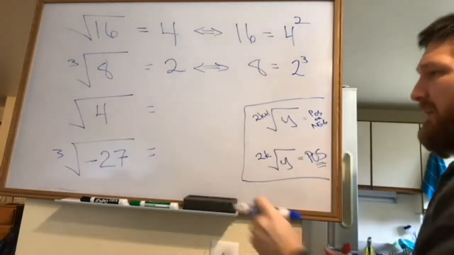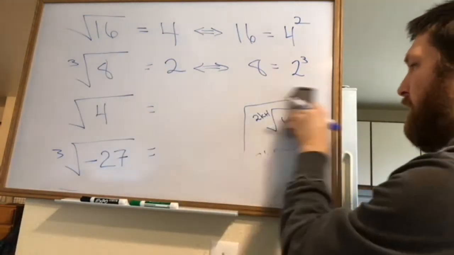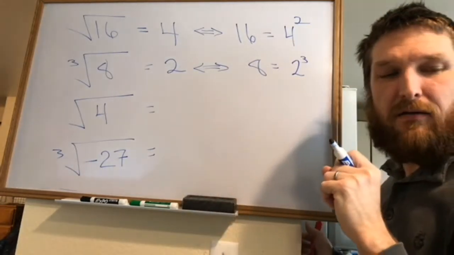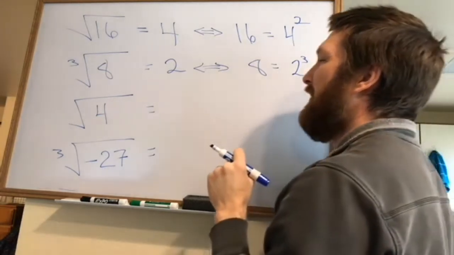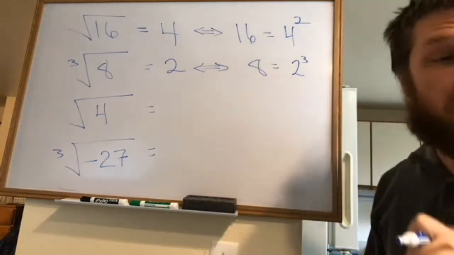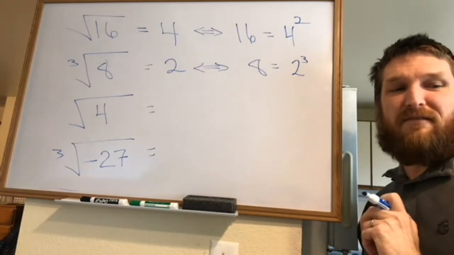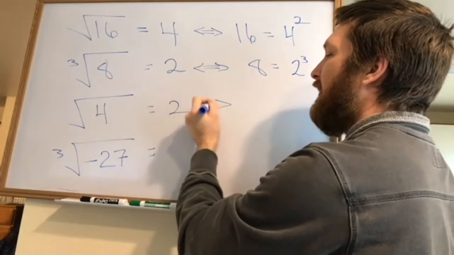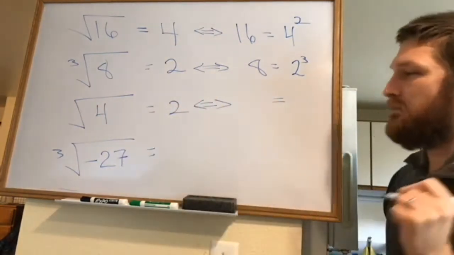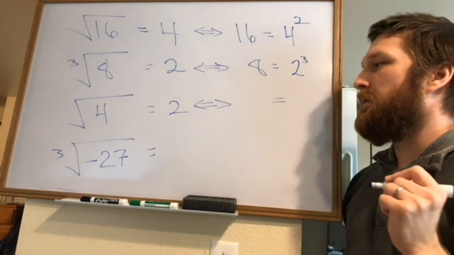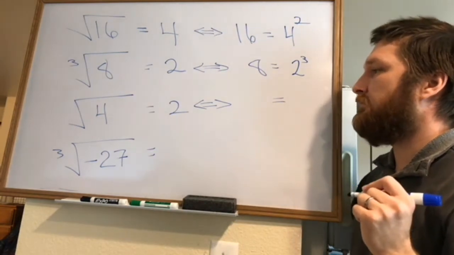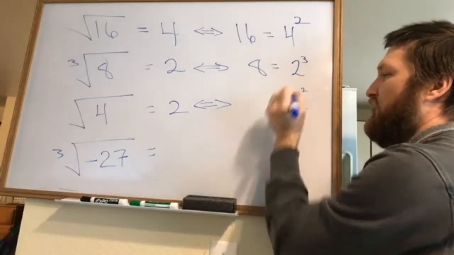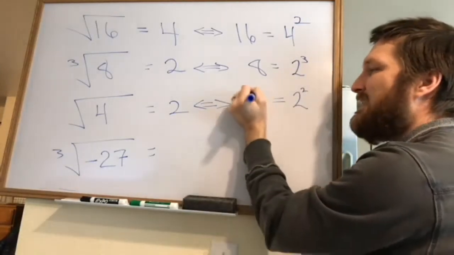Square root of 4 is what? The square root of 4. 2. Why? Because 2 times itself is 4. Because 2 squared, 2 times itself, is 4.